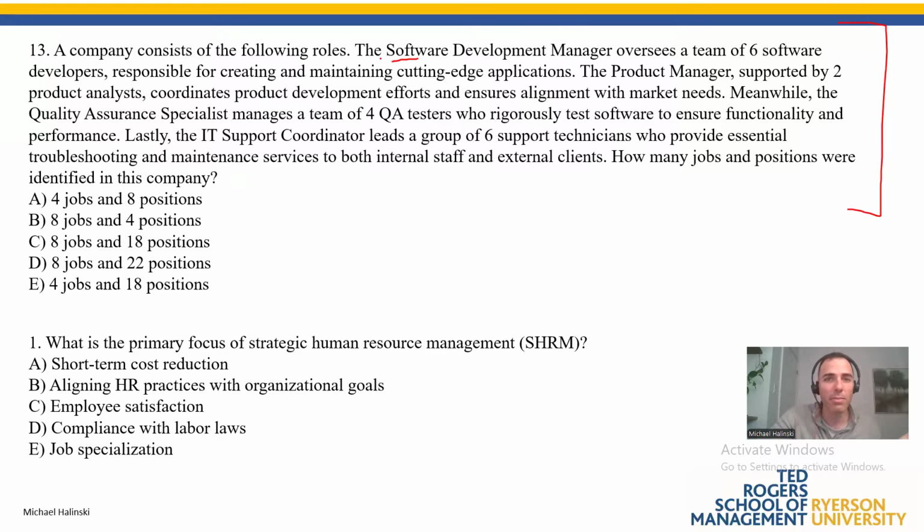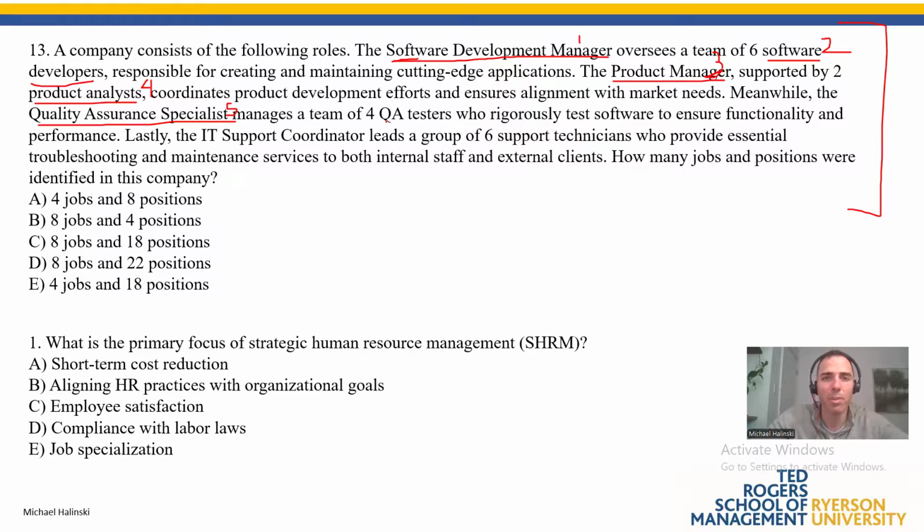So a company consists of a variety of roles. Each job is a collection of work. The software development manager is 1. Then the 6 software developers, the developers is 2. Product manager is 3, supported by product analysts, which is 4. Meanwhile, the quality assurance specialist is 5. Based on this, we assume it's going to be 8.